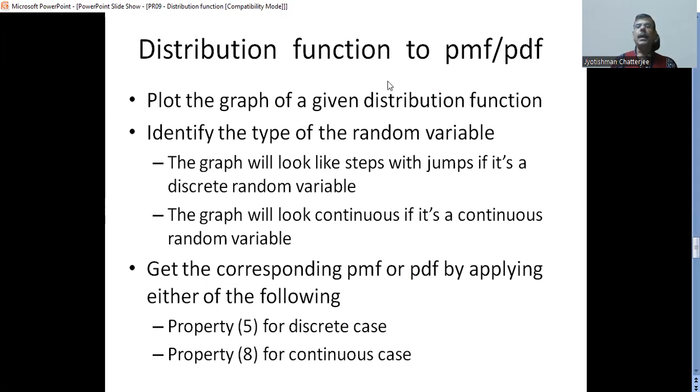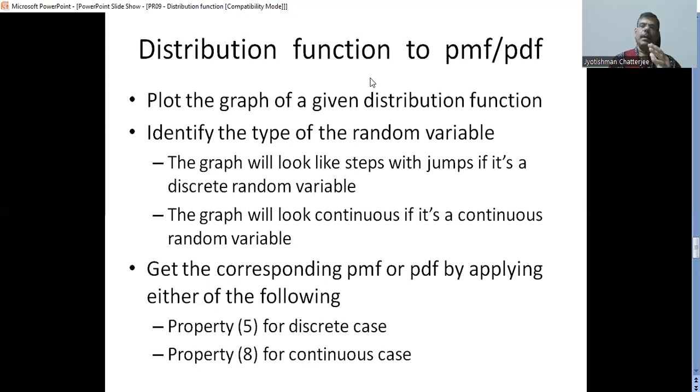We have already seen how to get the cumulative distribution function from a given probability mass function or a given probability density function. We have done that. How about the other way around? Suppose for a random variable, you are given the cumulative distribution function.